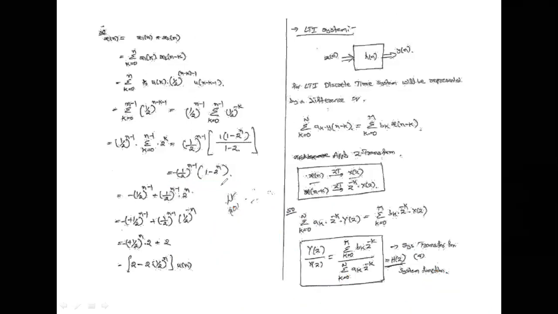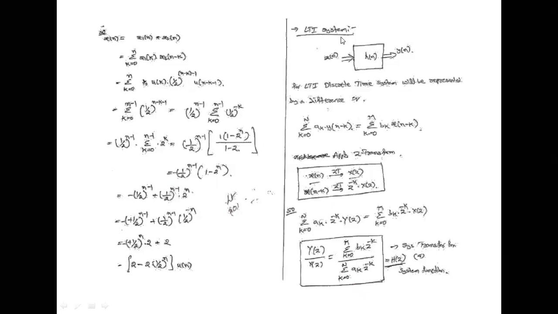So using this convolution method, you can find out the inverse transformation. So we find the power series or long division method, the second one is the partial fraction expansion method, the third one is the residue method, and the last is the convolution method.